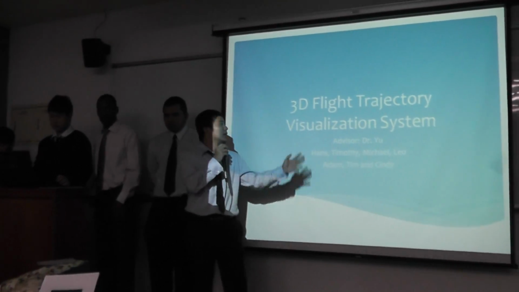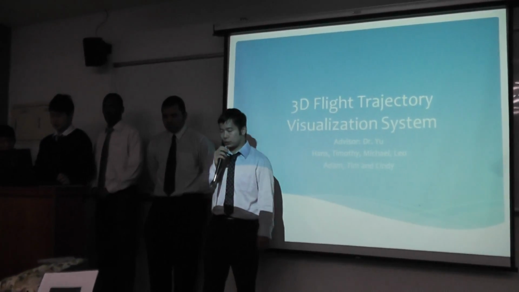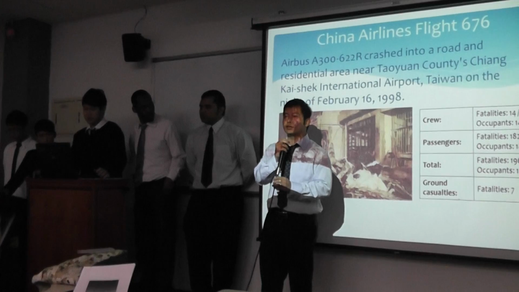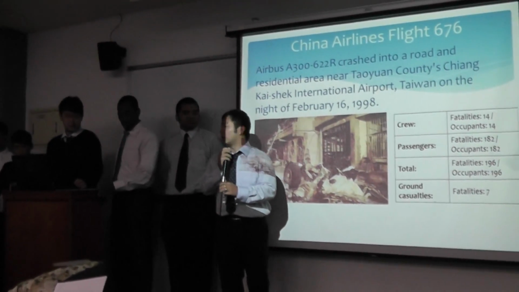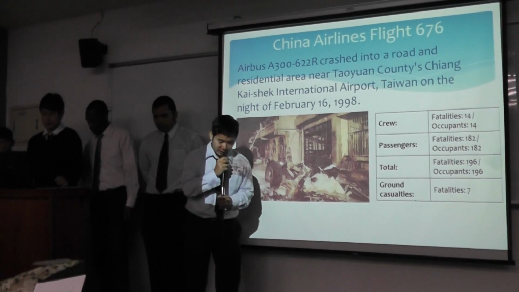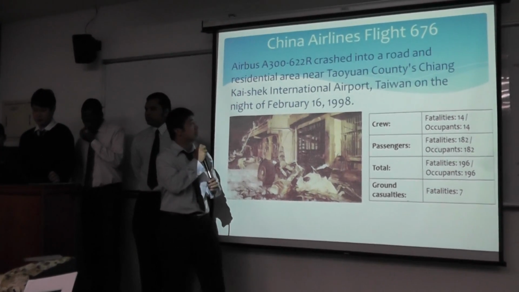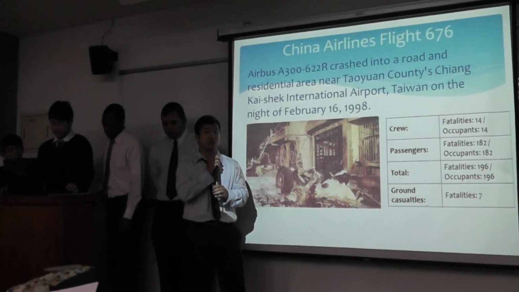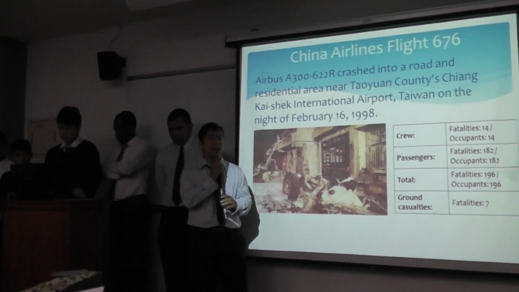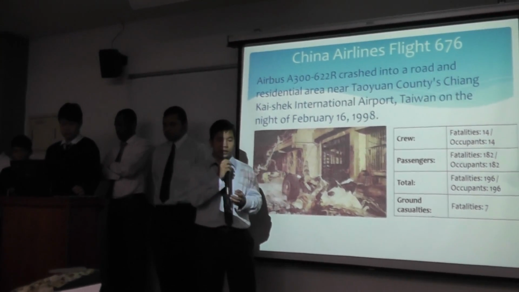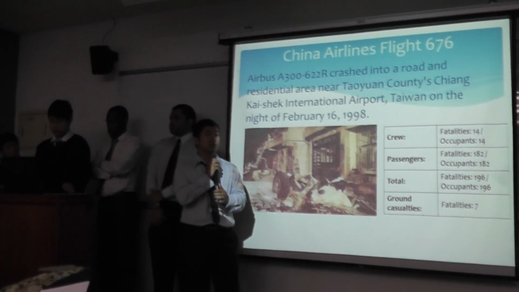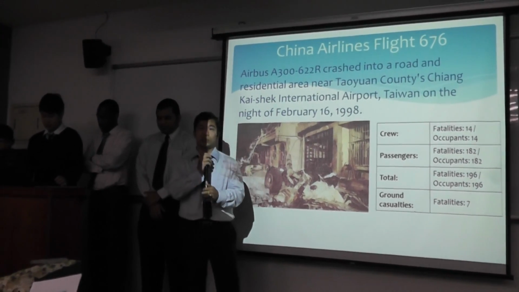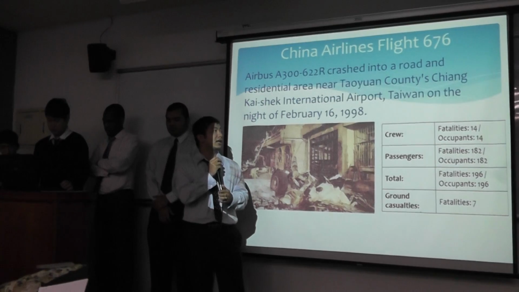Its name is the 3D flight trajectory visualization system. Now I will take you back to 1998. There was a terrible airline accident. In 1998, an Airbus crashed into a road near the Taoyuan International Airport, and all the crew and all the passengers died, and the accident also killed 7 people on the ground. So that makes a total of 203 fatalities. That was the most terrible accident in Taiwanese airline history.